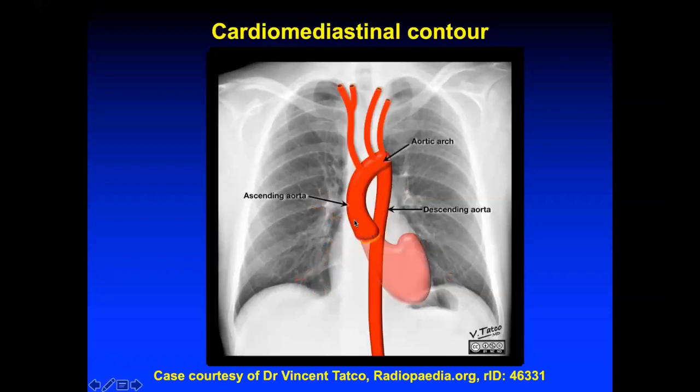Then you have the ascending aorta. Sometimes ascending aorta can be seen on the right side. So here you can see the ascending aorta can be seen on the right side. Then you have the aortic arch and the aortic knuckle. So you can now visualize that aortic arch and knuckle form the left side. The descending aorta is never visualized as a part of the cardiac margin.